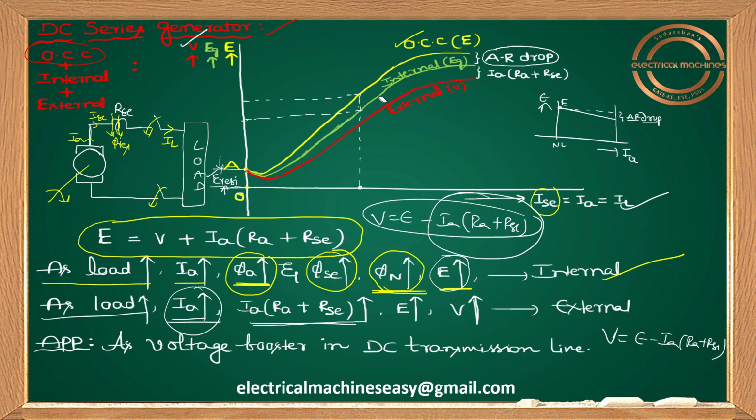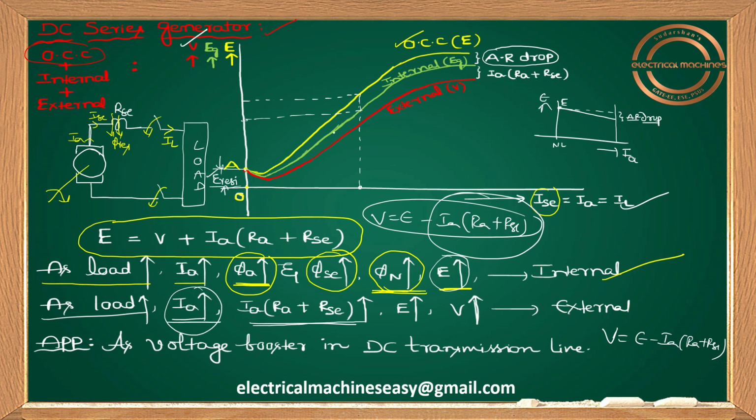I can use this DC series generator as a voltage booster in a DC transmission line. In an HVDC transmission line, suppose a voltage drop occurs. So to compensate the drop, to boost the voltage, I'm just using this DC series generator as a voltage booster. Okay, very simple thing.